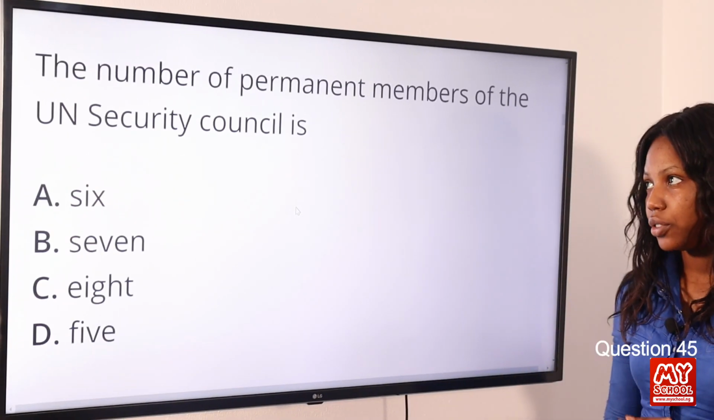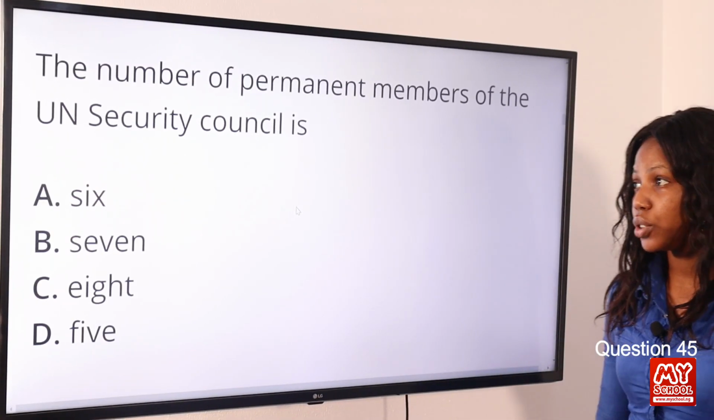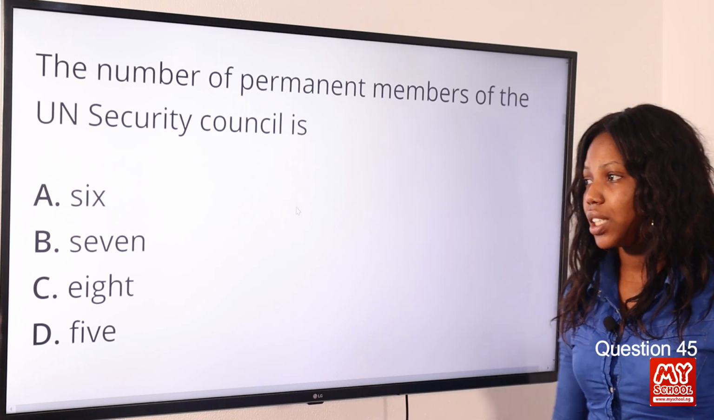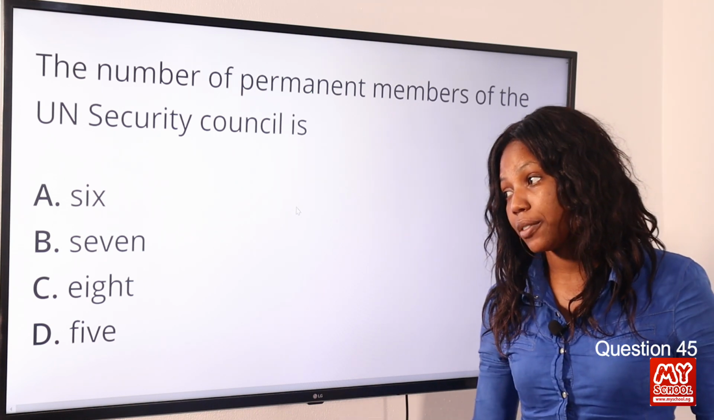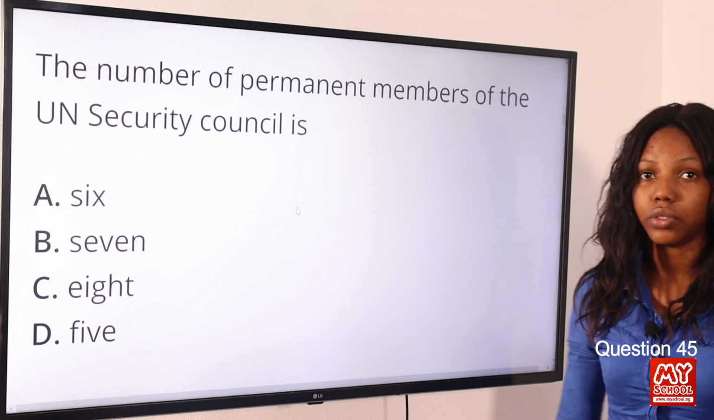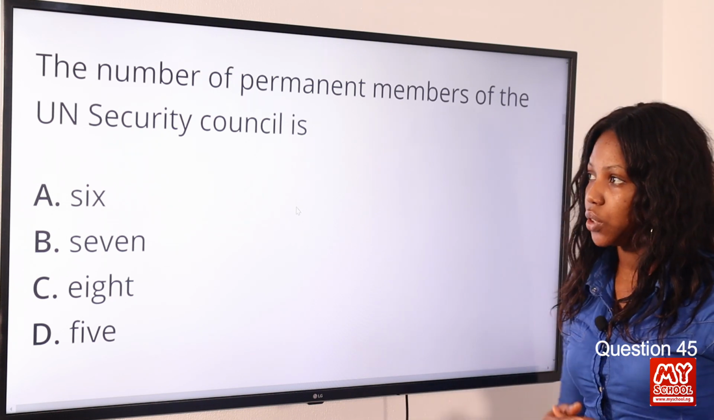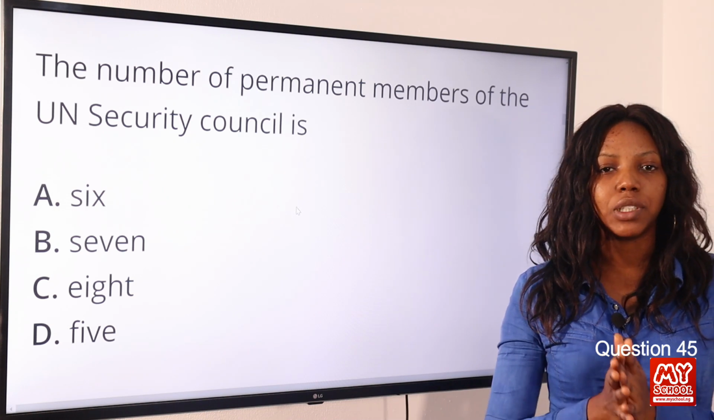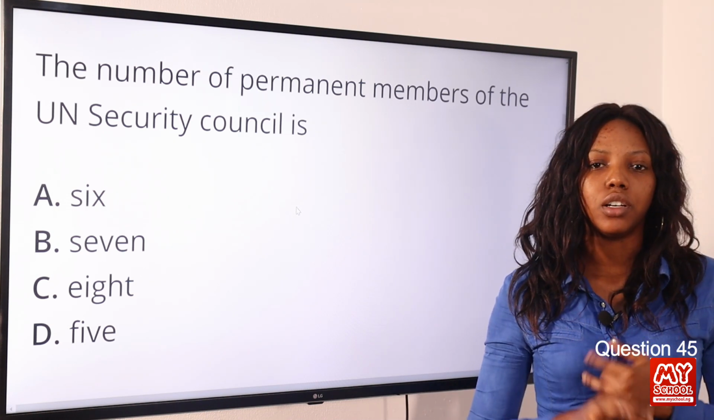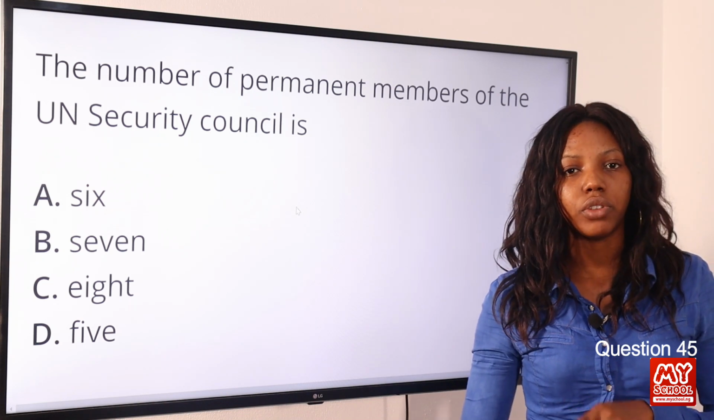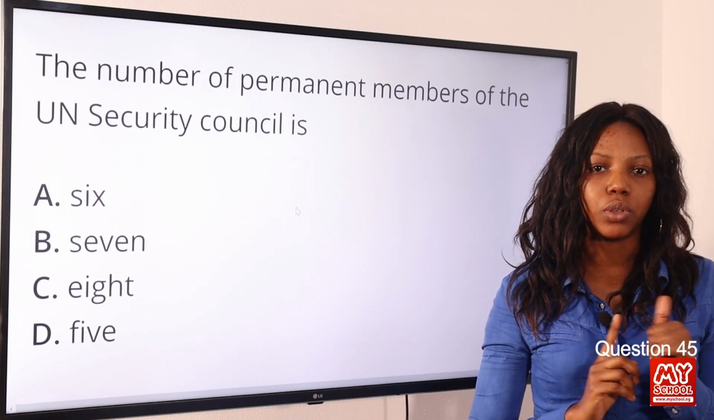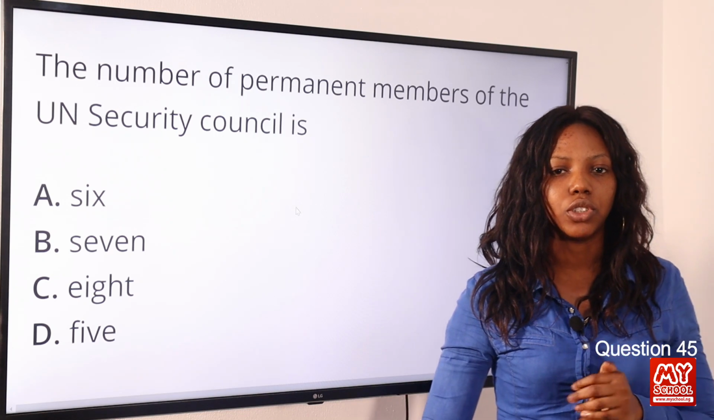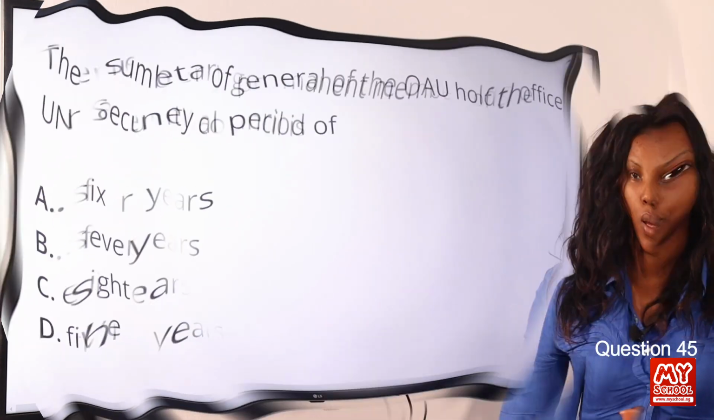Question 45. The number of permanent members of the UN Security Council is option A, 6, option B, 7, option C, 8, option D, 5. The answer to this question is option D, 5. The United Nations Security Council is made up of 5 permanent members, and they are China, Russia, France, United Kingdom, and USA. So the answer to this question is option D, 5.